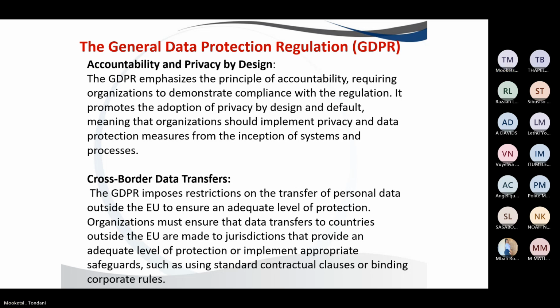Accountability and privacy. Organizations must comply with the regulation and they must adopt privacy by design, meaning that organizations should implement privacy and data protection measures from inception of systems and processes. So when we are designing management information systems, we need to make sure that data privacy is taken into account in the design. So I mentioned earlier the issue of user authorization, that we need to make sure that only people in certain roles have got access to certain information. You cannot have someone who is a cashier have access to the company's income statements and balance sheet as an example.